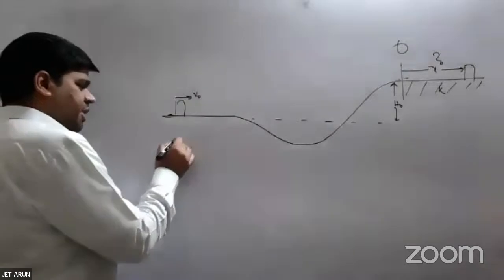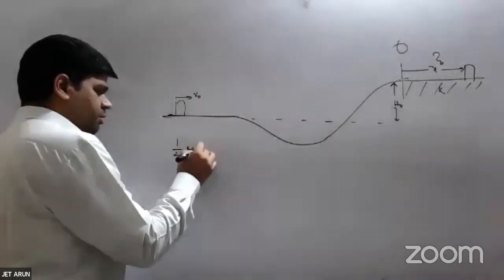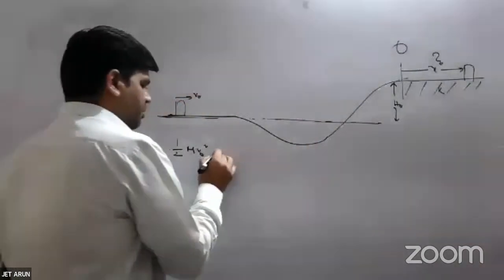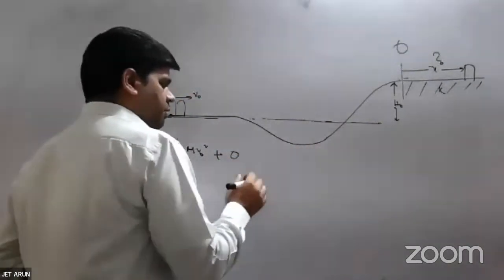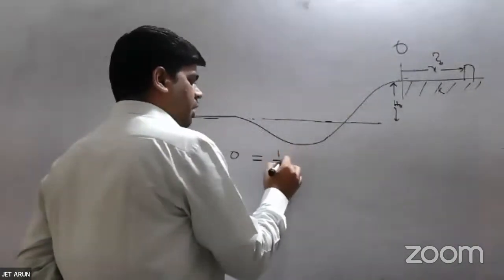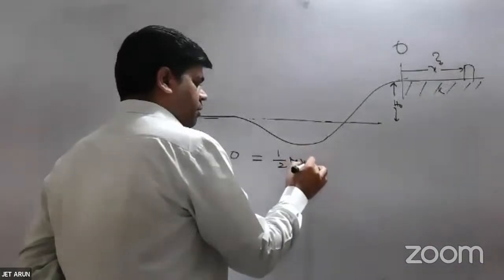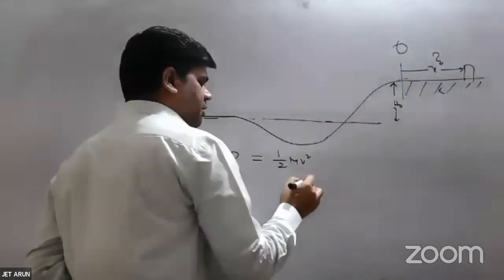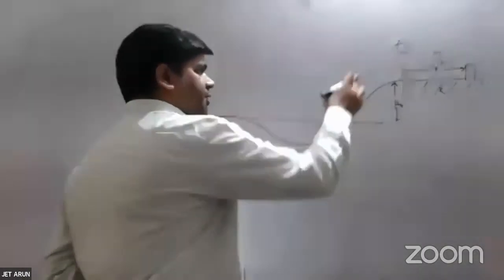So initial total energy is half mv square. I take this as reference level for gravitational potential energy, because gravitational potential energy is zero. Now that is equal to half m v square. I want to find the velocity over there, just in case. I mean, just as an exercise, I want to find the velocity over there.